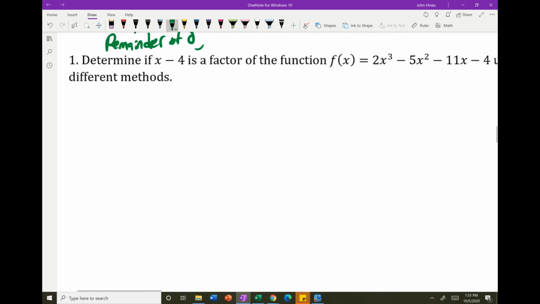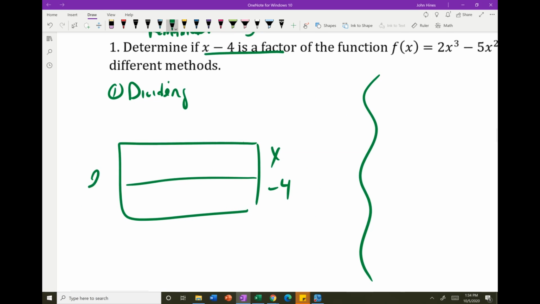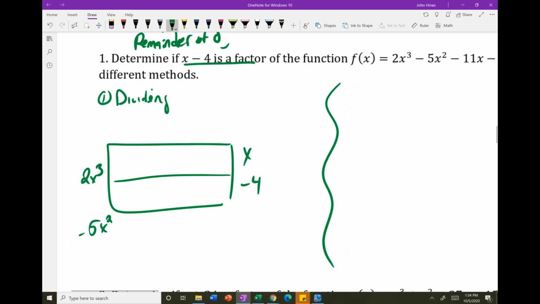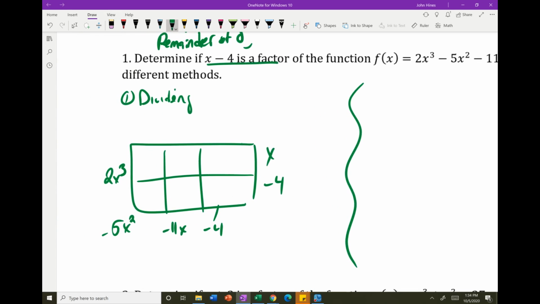So determine if x minus 4 is a factor. I could determine if it's a factor by dividing, which we can all do. Let me just squiggle here to get rid of half the page. I could divide by x minus 4. This is very tedious because I don't actually care what the quotient is. I just want to know, is it actually a factor? Does it divide in nicely?